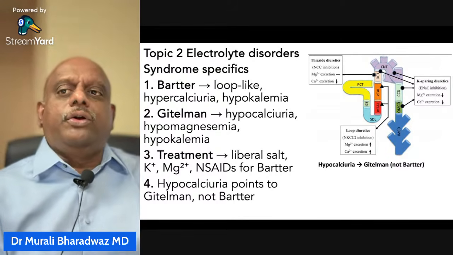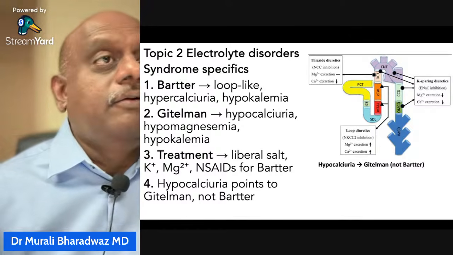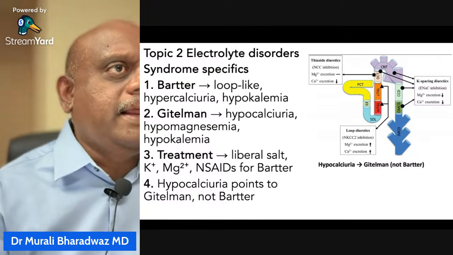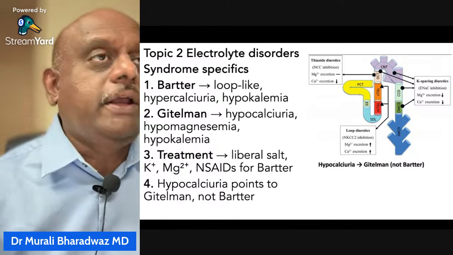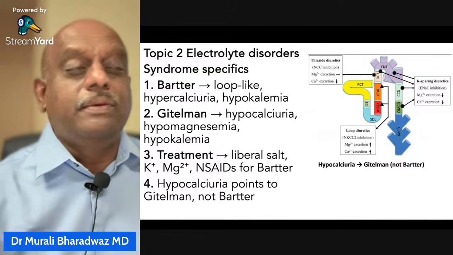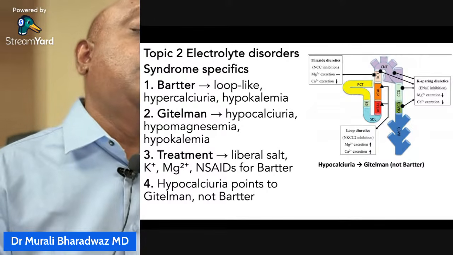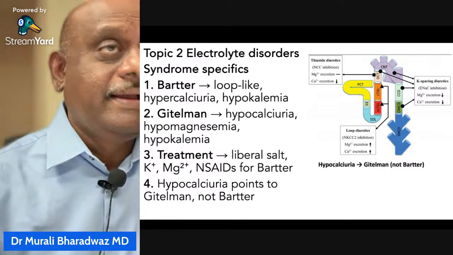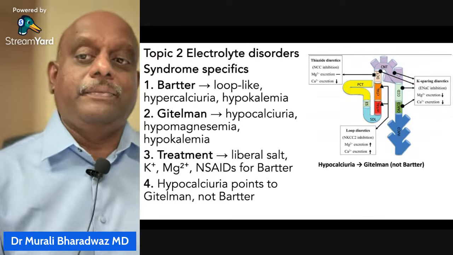Hypokalemia. So how do you treat? For Bartter, where the problem is in the ascending limb of the loop of Henle, we give salt, potassium, and magnesium liberally, and also we give NSAIDs, which are inhibitors of prostaglandins, in case of Bartter, right?